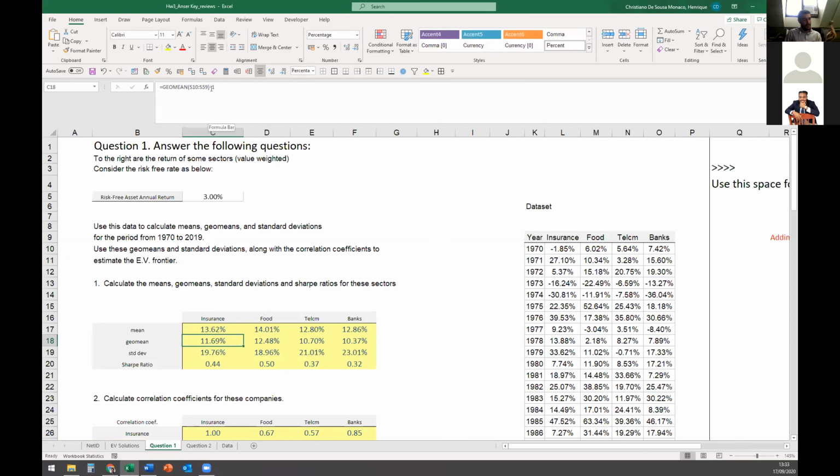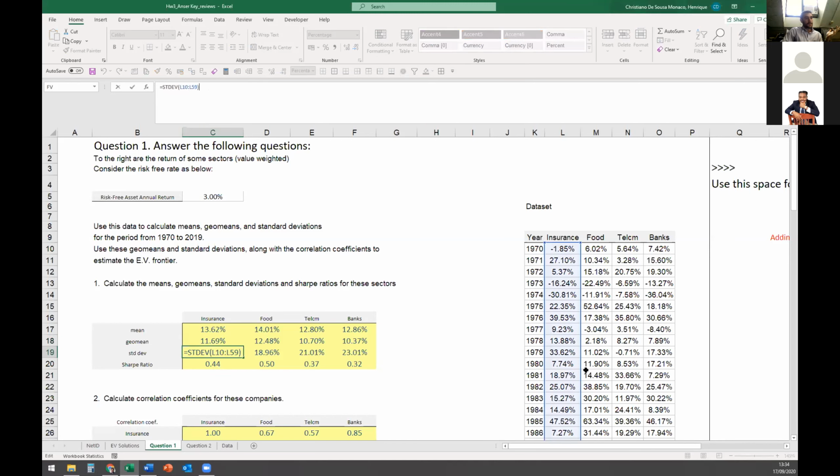Remember, as a refresher as well, always the geomean will be lower than the mean. So if you got a geomean that is higher than the mean, chances are that it's wrong, right? Because if the asset or the returns have any standard deviation or volatility, even small, that will lead the geomean to be lower than the mean, right? So it's always gonna be lower.